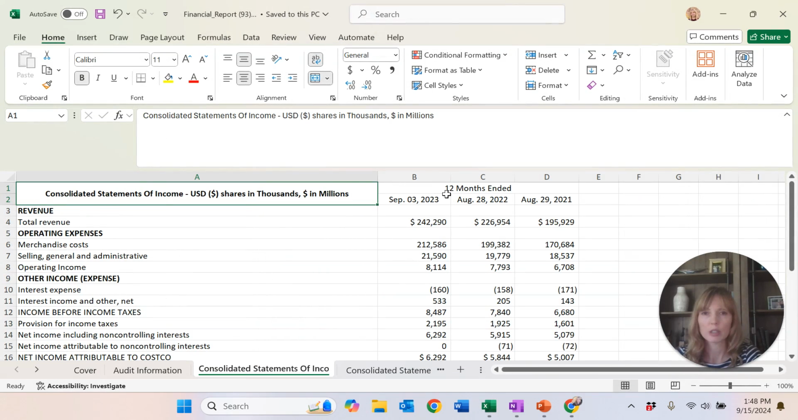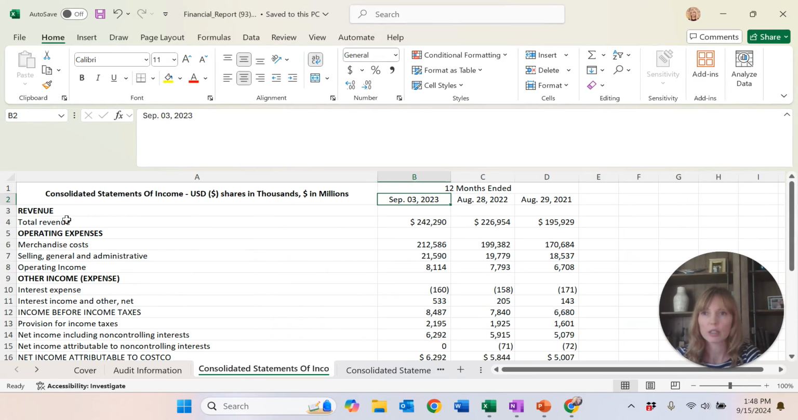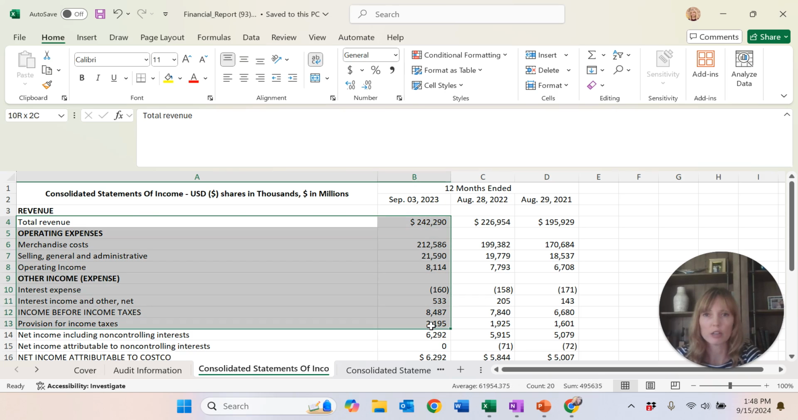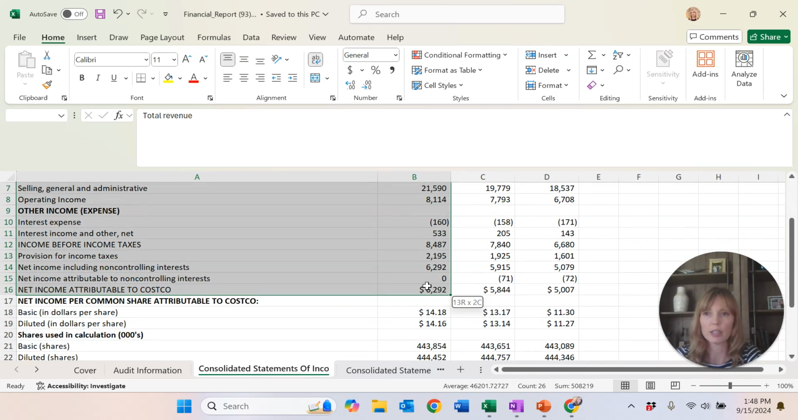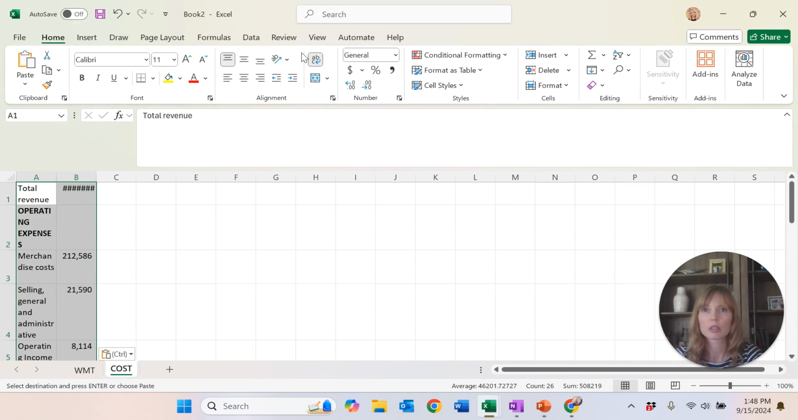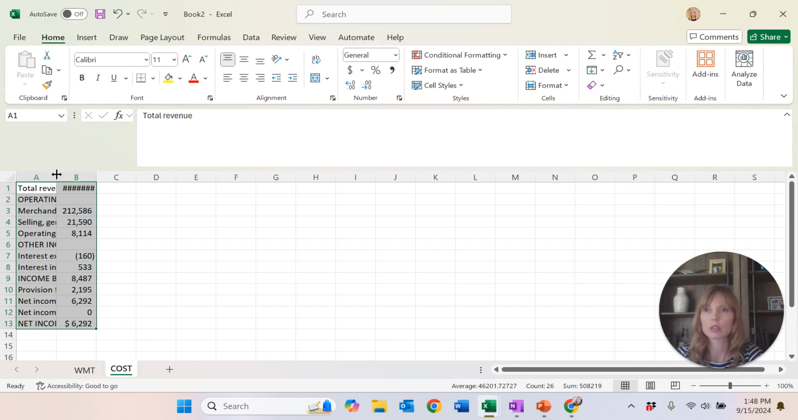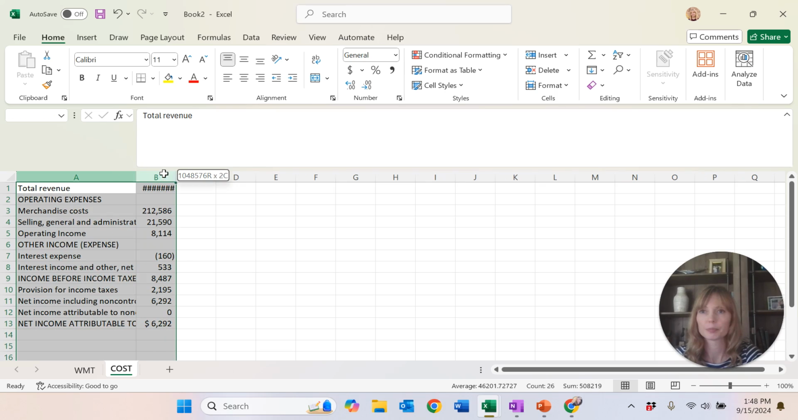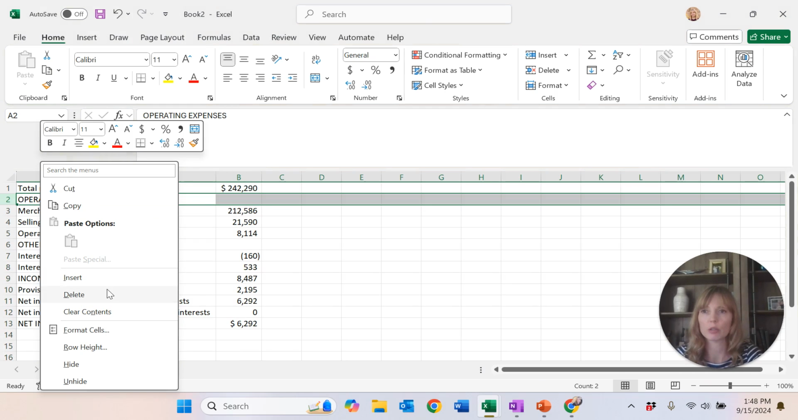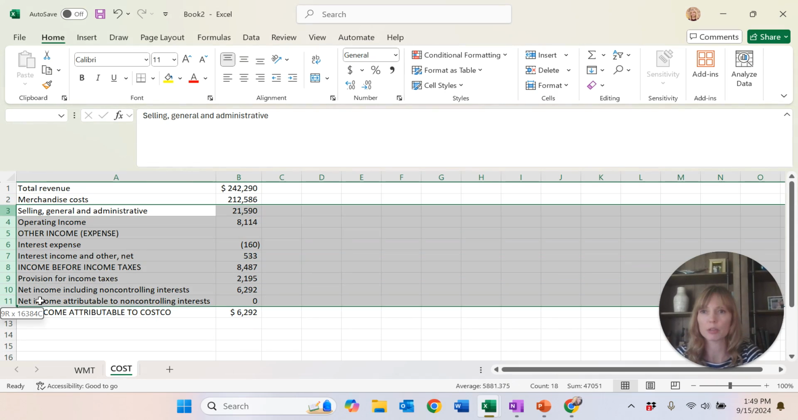Scroll over to the income statement. I want the income statement for the most recent year, and I want total revenue, which will be our net sales amount. I want cost of goods sold. We see that here listed as merchandise costs, and we want the net income attributable to Costco. I'm going to copy this over to where I'm doing my work. Keep only those lines that I need: revenue, cost of goods sold, and income attributable to Costco.